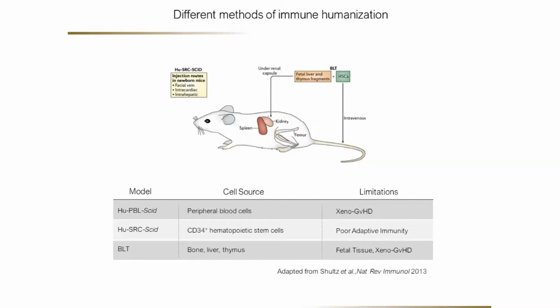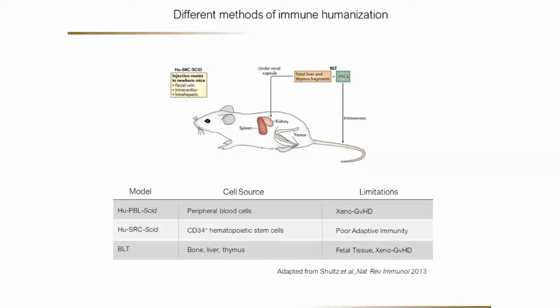The second one that I want to mention is the BLT model, which stands for bone, liver, thymus. This is kind of what is depicted here in this illustration. And it's probably the most robust model in terms of immune responses because the T cells in these animals are selected and mature on a human thymus implanted tissue. But there are several complications with this model. The first being that it requires fetal tissue, which can be complicating. It requires advanced surgical techniques. And also some of these mice will go on to develop a xenograft versus host disease as well.